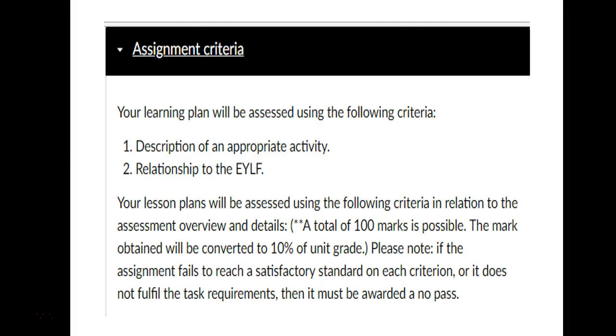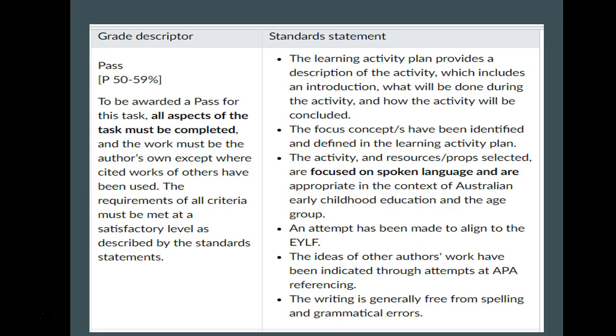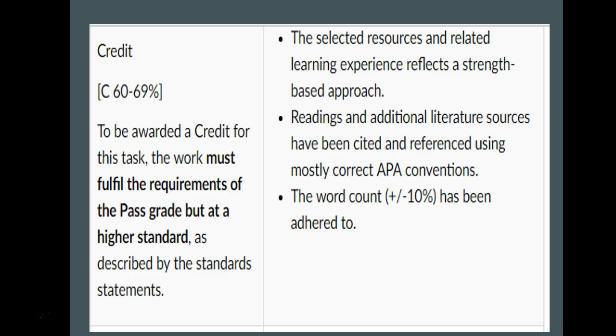And here is your criteria. So this is really important. This is what I was talking about in regards to making sure that you're ticking off and following it. So for a pass descriptor, you need to have done all of those things so that we can be ticking them off and saying, fantastic, you've got a pass there. You've done all of those things, we've ticked them off. We can see that you've made attempts to align with the ELF, you've had an attempt at citing, and we move through them and pretty much tick those off.